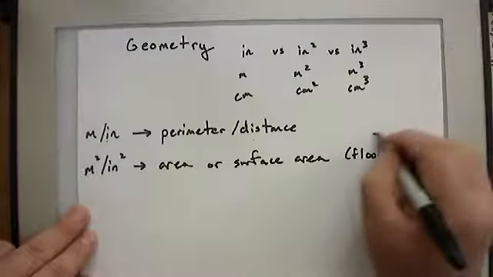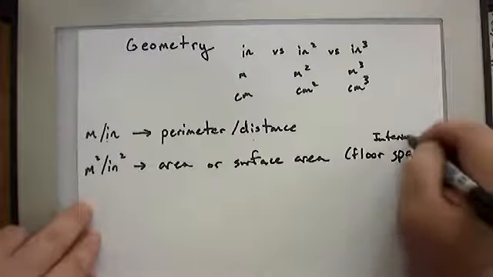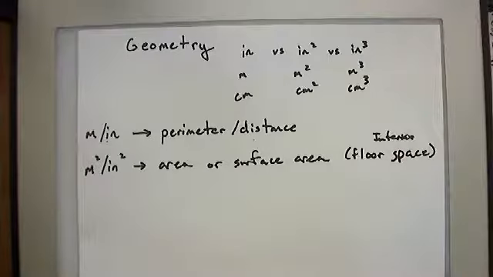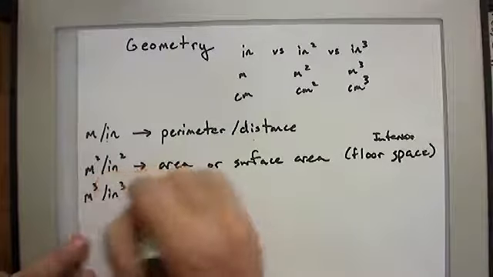I guess I should add interior floor space, right? If you wanted to know the interior floor space of your house, that's square foot. That's why they sell apartments and houses in square feet, because they're describing the floor space to you, the area, right? When it would be cubed is when we're talking volume.